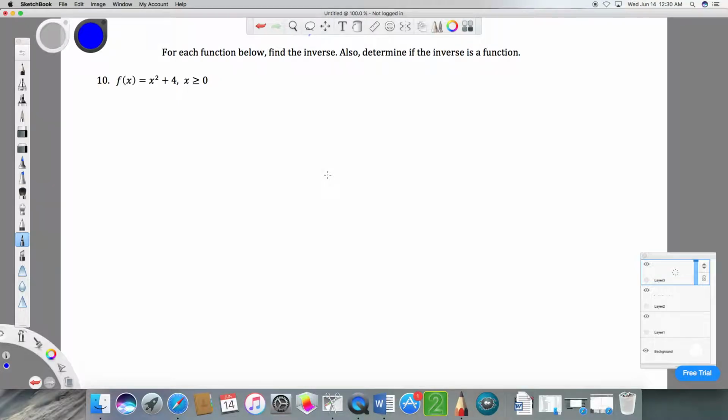They give us a function and they ask us to find the inverse and then to determine if this inverse is a function. So the original function f is a quadratic function, but they have restricted the domain. So they've also given this to us in vertex form.